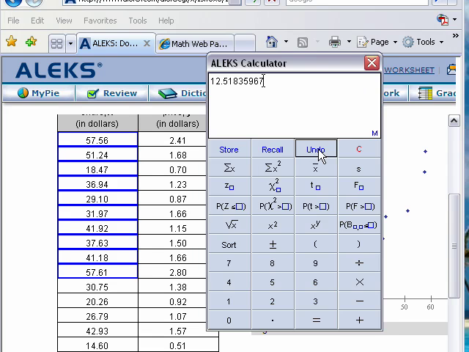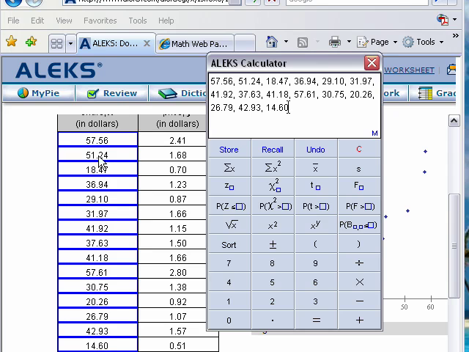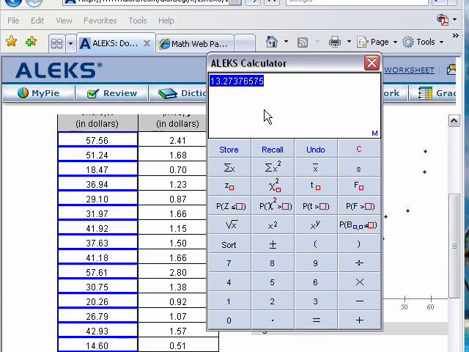Let me make sure that I captured them all. I think after I hit store, I lost it. Let me just make sure I had them all. So 57.56 to 14.6. Very good. All right, so hit S. I didn't have that because that was a different value. So I got 13.273. So let's store that.